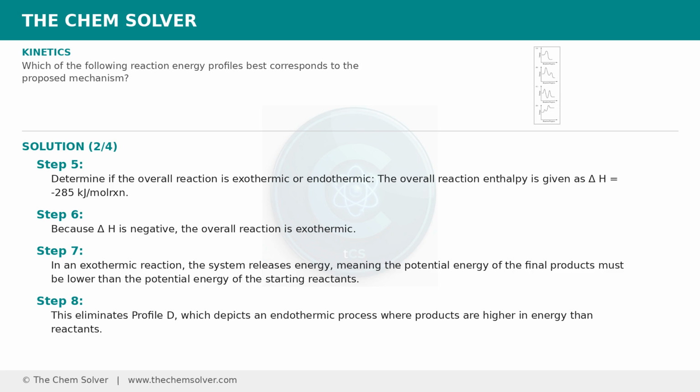In an exothermic reaction, the system releases energy, meaning the potential energy of the final products must be lower than the potential energy of the starting reactants. This eliminates profile D, which depicts an endothermic process where products are higher in energy than reactants.